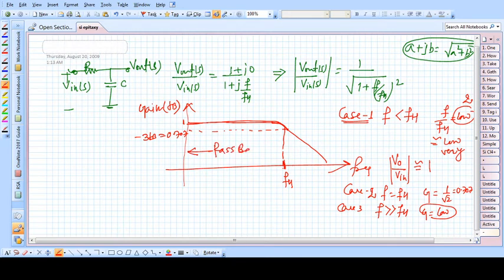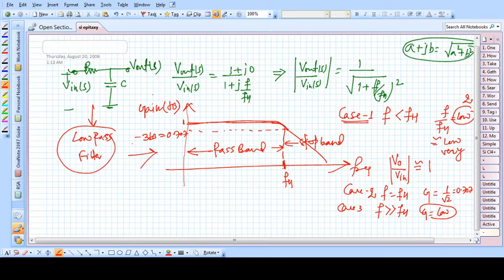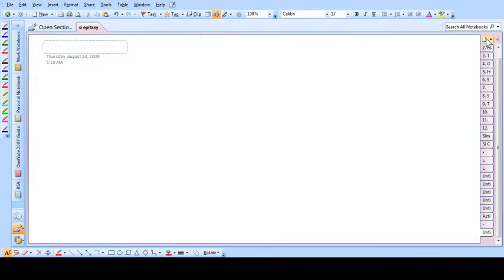This should be the pass band, and this should be the stop band. Is it clear? Very simple. So this circuitry, RC, is nothing but simply a low pass filter. In your op-amp based circuitry, what we have to do, I will discuss now. So the basics are clear, and now I am taking a new page.